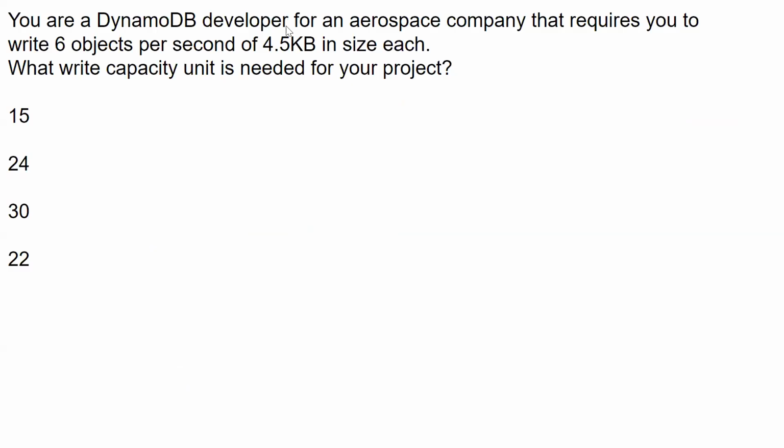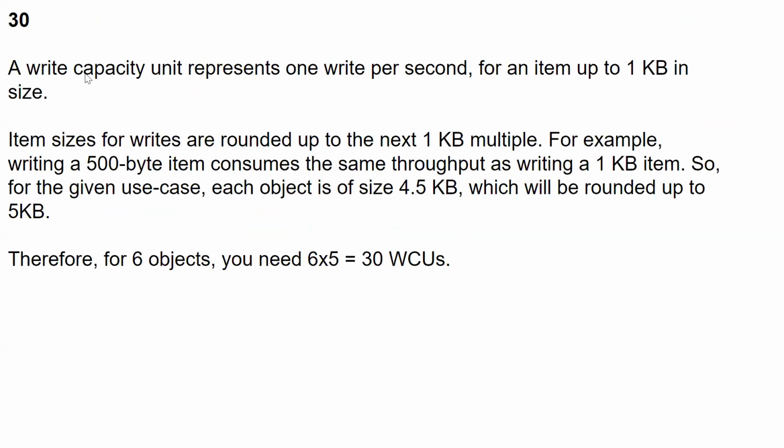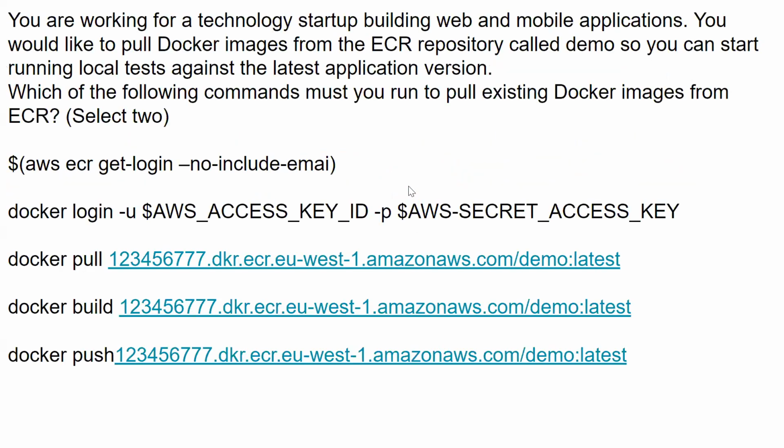You are a DynamoDB developer for an aerospace company that requires you to write 6 objects per second of 4.5 kilobytes each. What capacity is needed? 15, 24, 30, 22, 30. So you have to round up 4.5 to 5, because you always round up, and then you multiply it by, in this case, 6 objects. Okay, let's do one more.